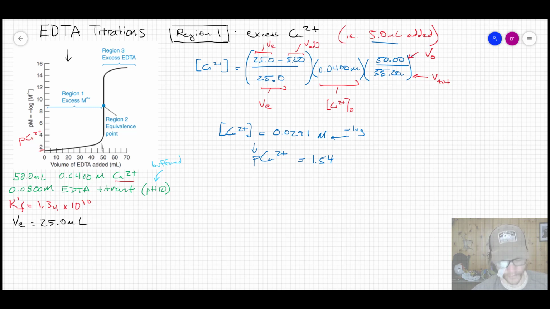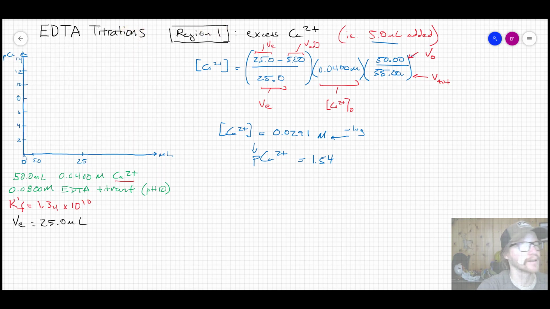That gives me 1.54. So what I'm going to do is delete our placeholder, and then I'll write up our own so we can keep track. Okay, so the curve or the plot looks something like this. We just computed for 5 mils. On our x-axis we have mils of EDTA. I drew up 25 here because that's our volume at equivalence. We don't yet know what the pCa is there, but we do know that that's going to be the inflection of our curve. And then at 5 mils, we calculated 1.54. So somewhere in this range is where our first data point is.